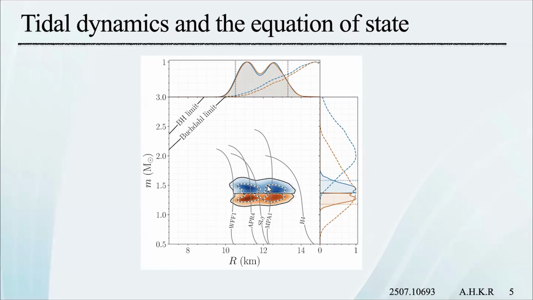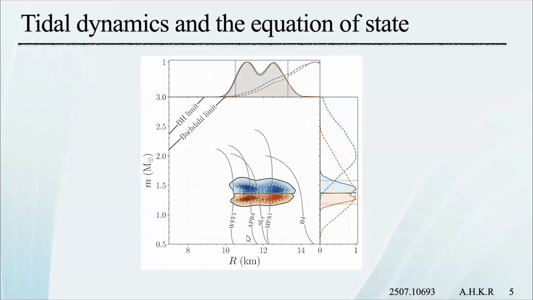You observe with the gravitational wave detector. You have modeled the tidal dynamics, so you know how the mass and the radius are imprinted in the tidal dynamics. And then you use Bayesian analysis to infer what the mass and radius are. Once you infer the mass and radius, this is kind of the truth, from nature, but you have models for your equations of state. So you have WFF1, APR4, SLy, and so on.